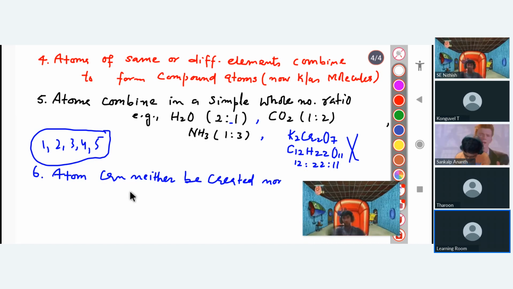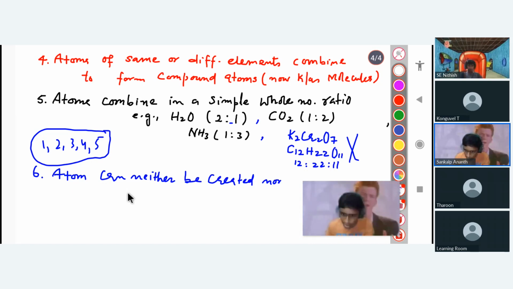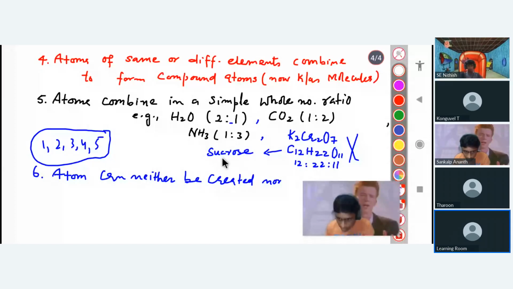I will give you the example. What is C12H22O11 again? It is known as sucrose, sugar. Sucrose. It is simply sugar.